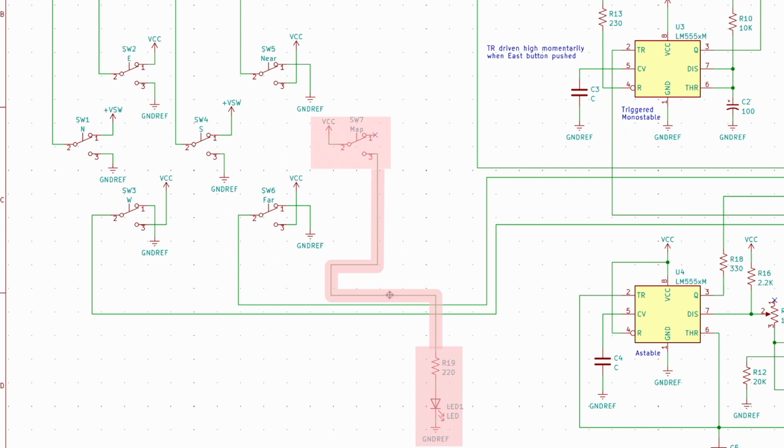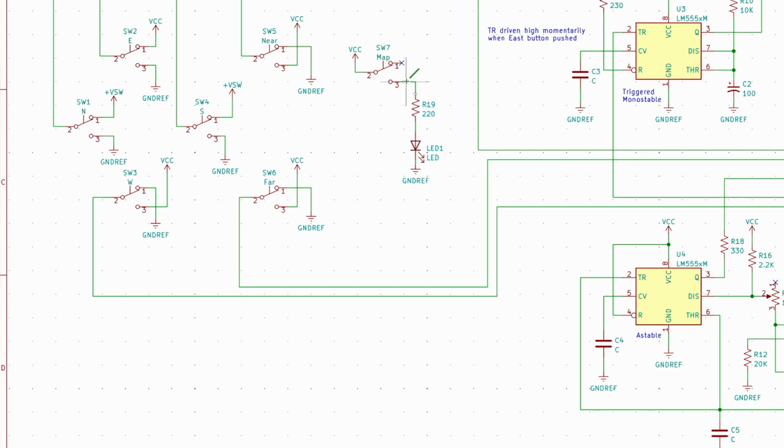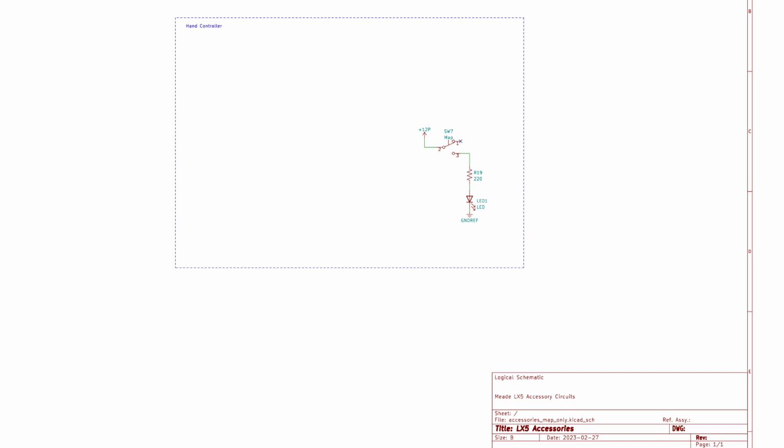Now let's take a look at the map light circuit. We can see that it's very simple and completely independent from the rest of the circuitry. We're going to move it to another sheet, which will act as a home for small functions. We'll call this new schematic sheet Accessories, and we'll use it to hold all of the small standalone functions. That way they don't clutter up the more complicated parts we're trying to understand.